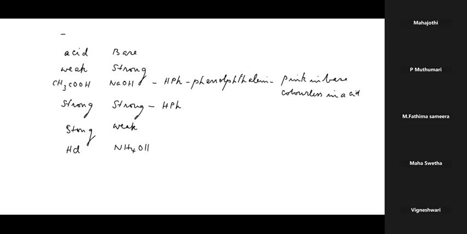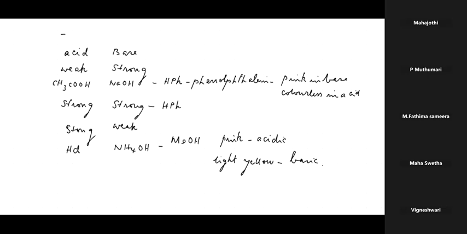then methyl orange is taken. Methyl orange is pink in acidic condition and it is light yellow colored in basic condition. So this is how the titration is done.